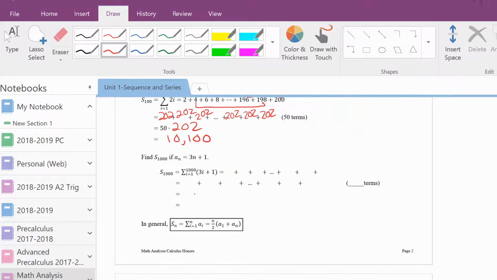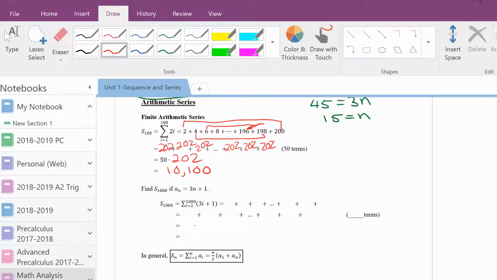So let's see if that holds true for another arithmetic series. So here it's from 1 to 1,000 of 3i plus 1. So the first term here would be 4. The second term would be 3 times 2 plus 1, which is 7. The third term is 3 times 3 plus 1, which is 10. Then let's do the nth term. So let's do the last one, which is 3 times 1,000 plus 1, which is 3,001.